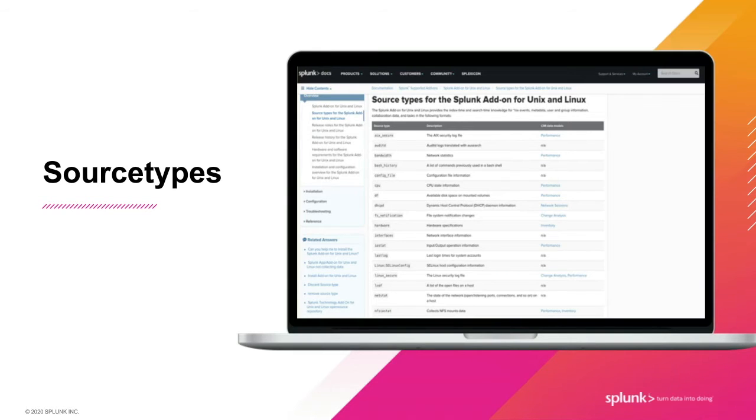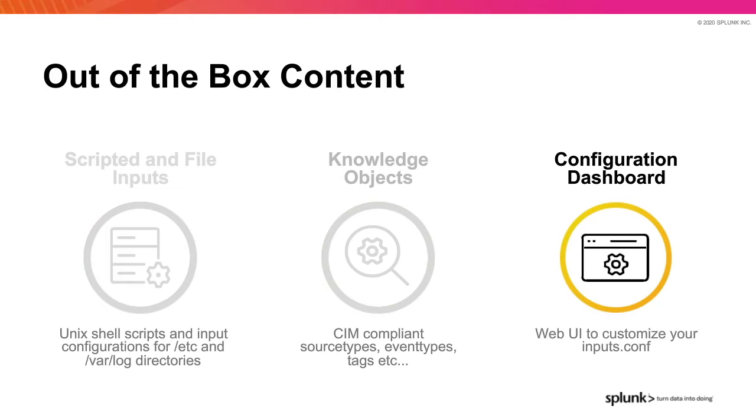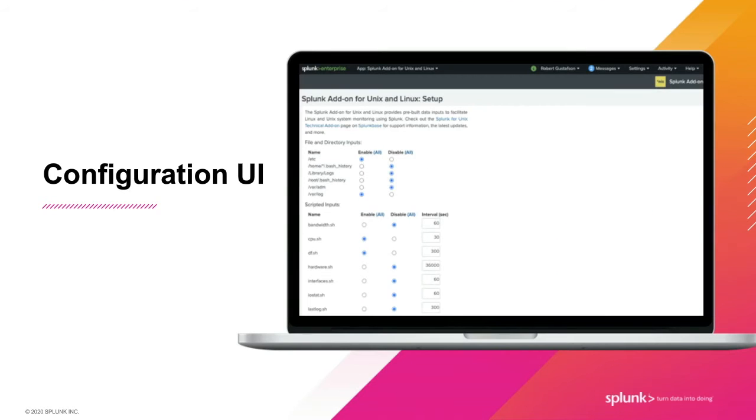All right, so that was a look at knowledge objects. Lastly, we'll cover the configuration dashboard included in the Splunk add-on for Unix and Linux. As we discussed previously, the TA comes with a library of Unix shell scripts to collect performance statistics and input configurations to monitor changes in the etc directory and system logging in the varlog directory.